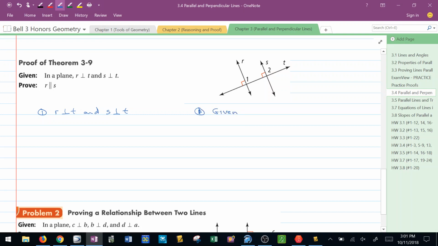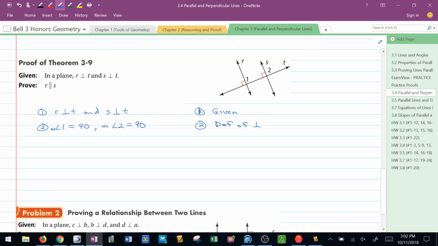Now, if I have perpendicularity in this picture right here, I know that I can conclude from perpendicularity that the measure of angle 1 is equal to 90, and the measure of angle 2 must also be 90. And the reason why I know that to be true is because of the definition of perpendicular. 90-degree angles have to be formed. Okay, so I've got 90 for angle 1 and 90 for angle 2. Remember, we're trying to prove that the lines themselves are parallel.